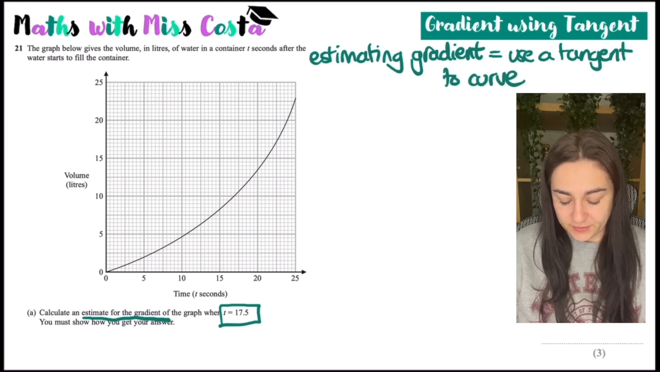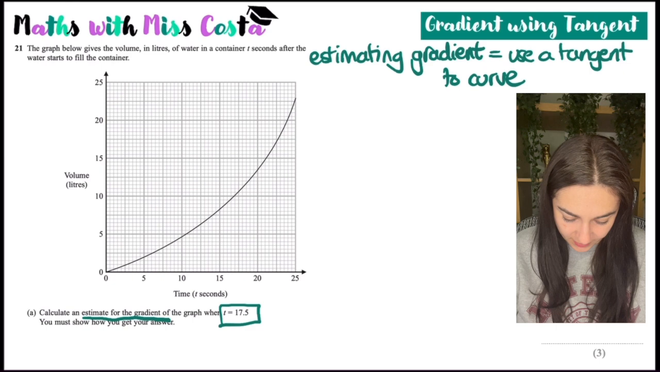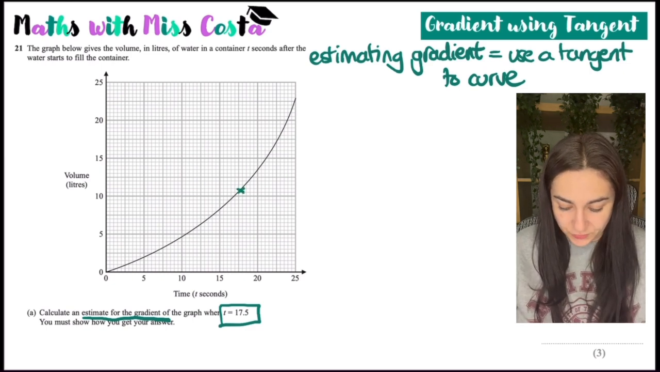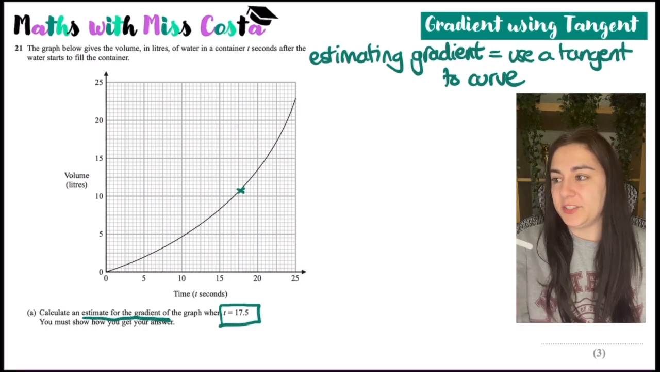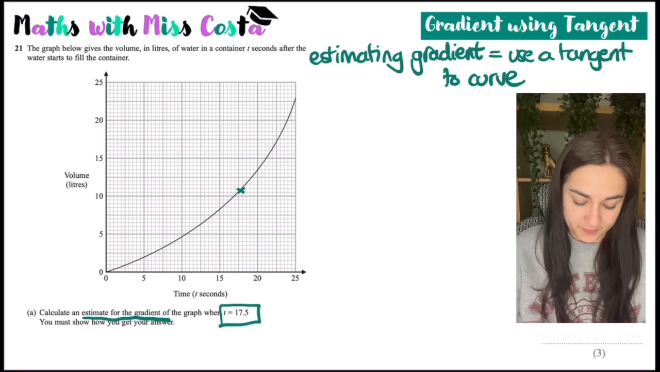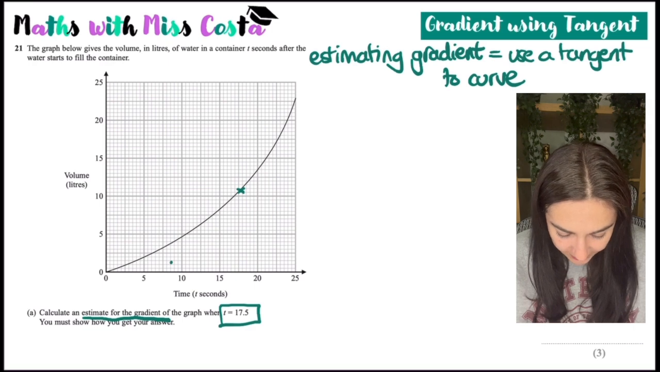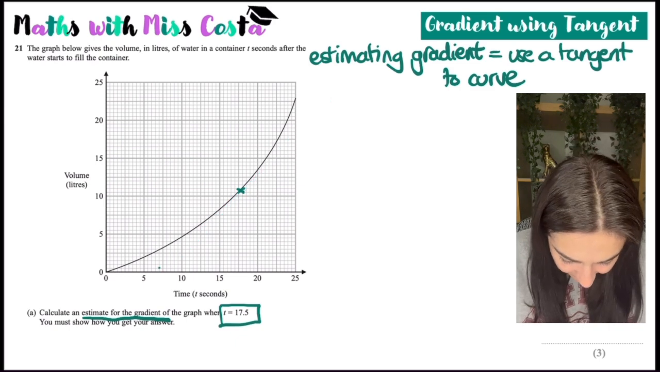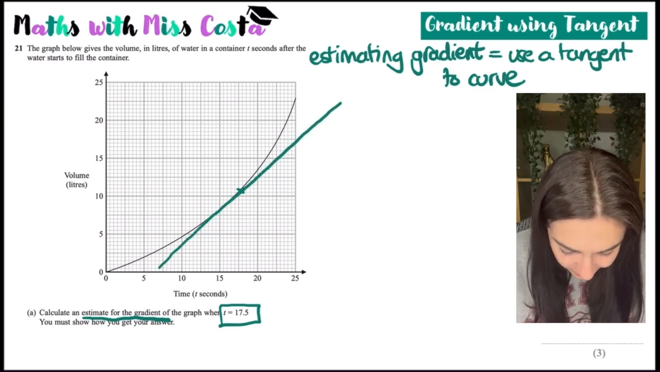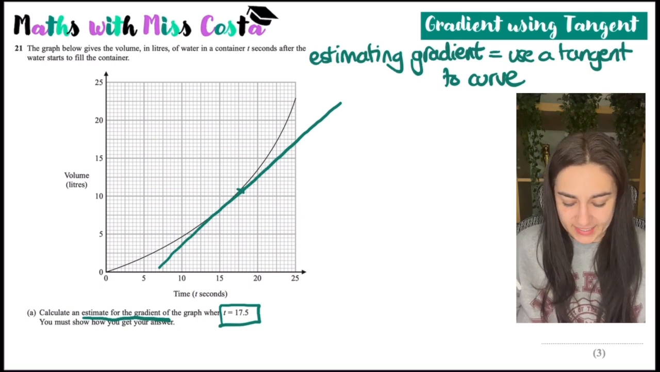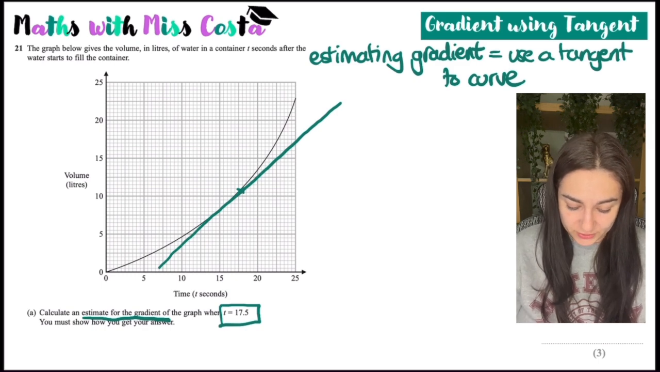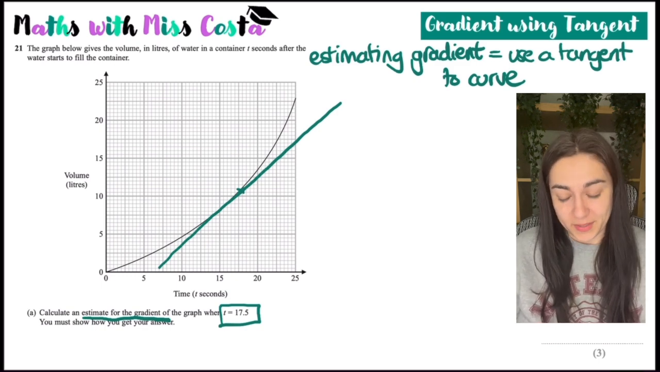So the first thing you do is you go to 17.5. So that's this point over here, okay? And you draw a straight line. A tangent is just a straight line that touches the curve at one point. You draw a straight line. It's so hard to do it on here. So you draw a straight line and you're going to calculate the gradient of that. So now that we've got a straight line, we can calculate the gradient like we normally did.